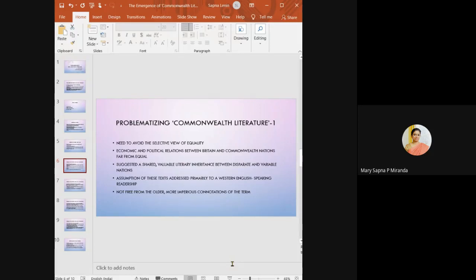Why? Because there are certain things that are sticking out. There are certain things that cannot be actually accepted as equal or common. So, how common is Commonwealth literature? That is the question. Canada was a colony, so was India.